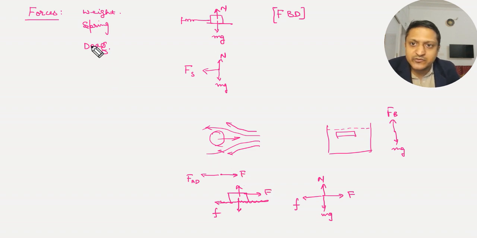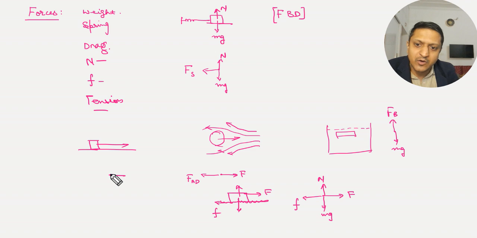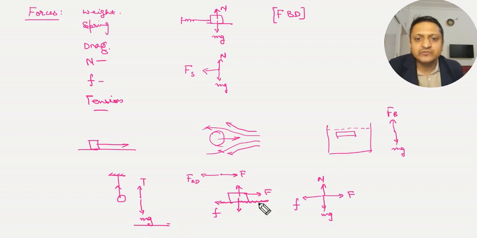So these types of forces, like the drag force, normal force, frictional force, tension force also. Tension force is when there is some object and there is a string which we pull, or it is hanging. So here also there will be a tension force and there will be weight. These are all the forces that we would be discussing in this topic.